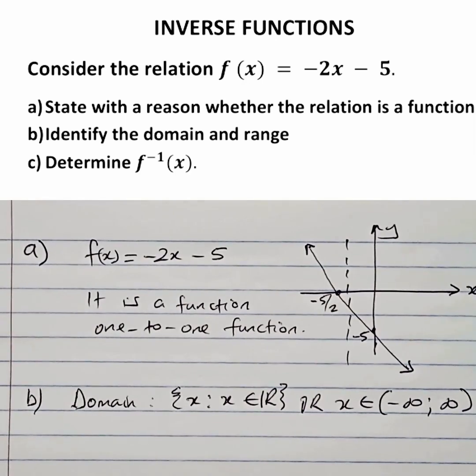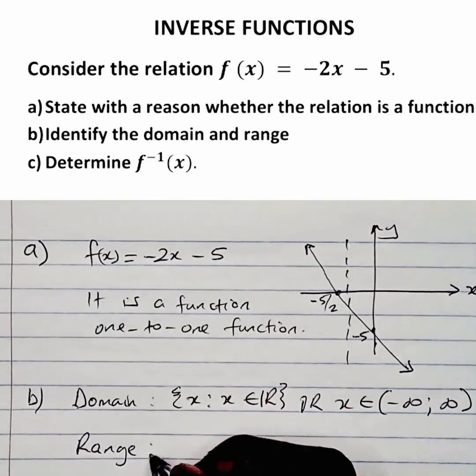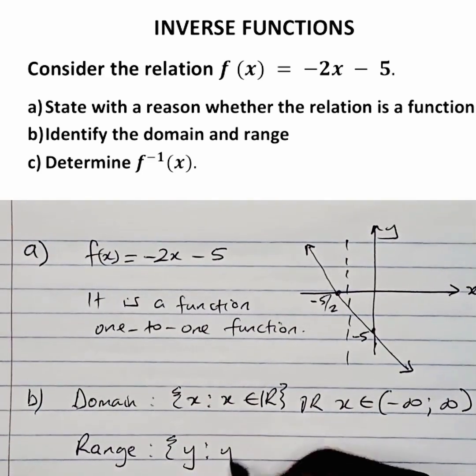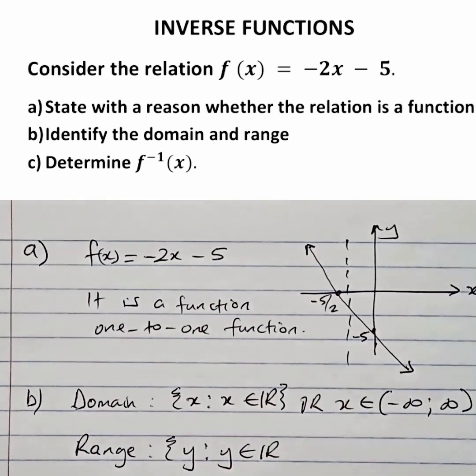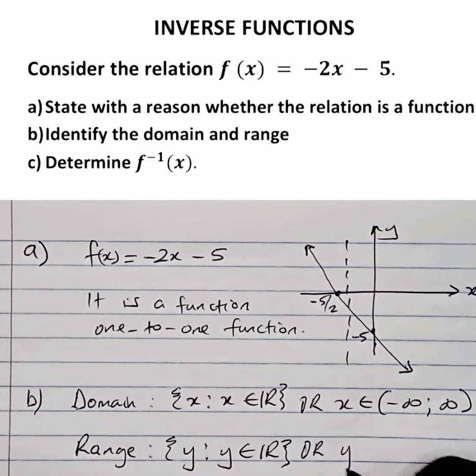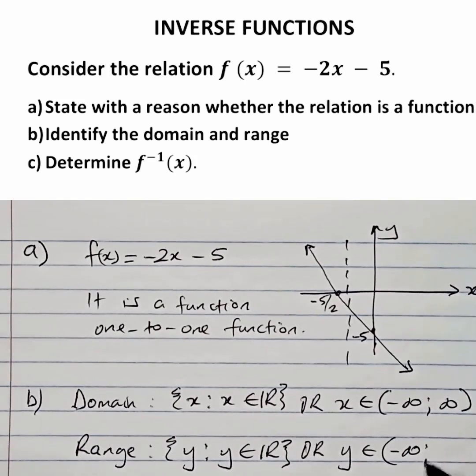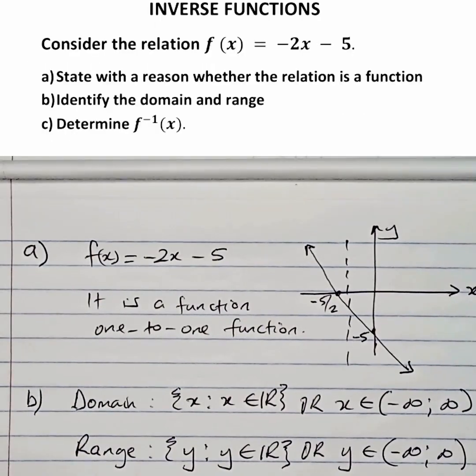Okay, now let's look at the range. Those are the values of y for which that function is valid. Now we say that y is an element of all the real numbers, because it is valid for all the values of y. When we go up, that is positive infinity, and valid for all the values of y when we're going down, that is going to negative infinity. Or you can say y is an element of all the numbers from minus infinity to positive infinity.